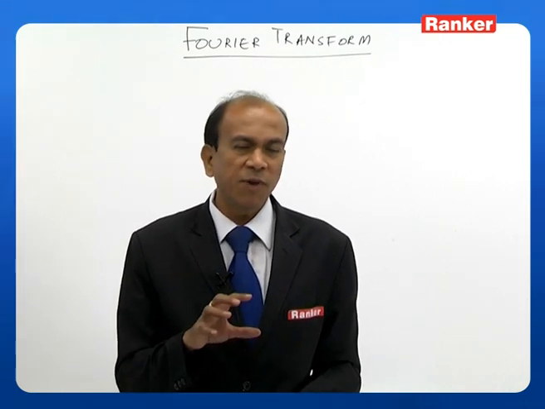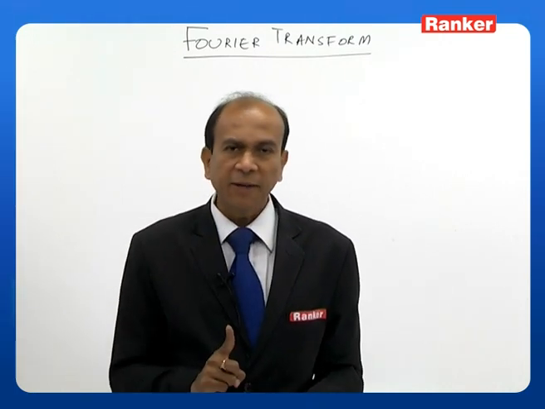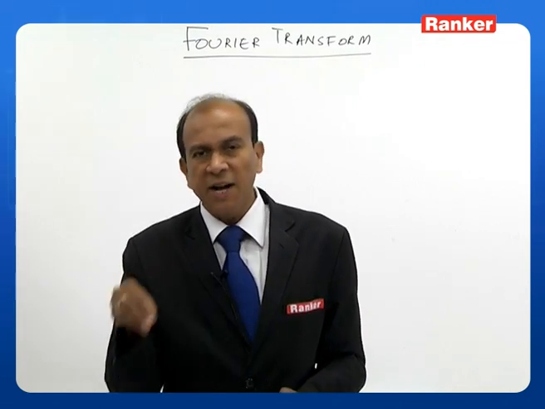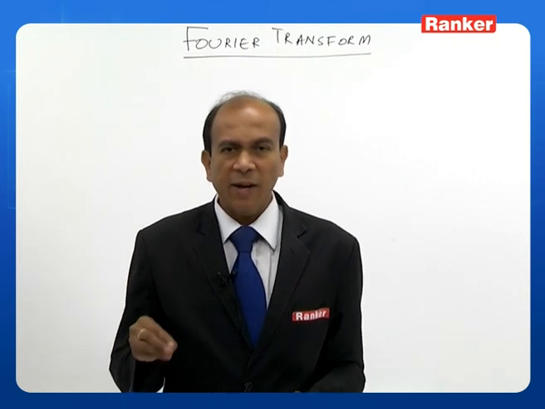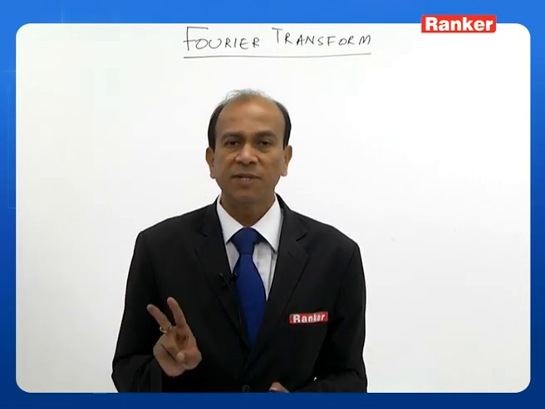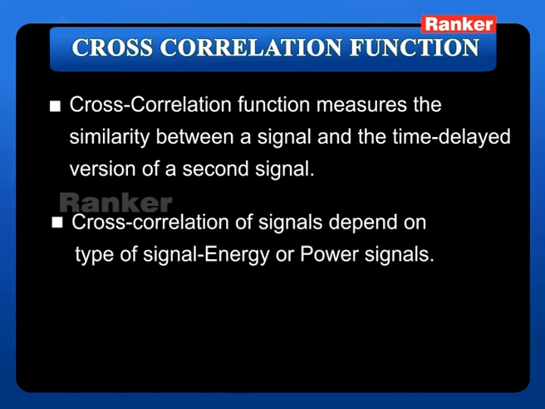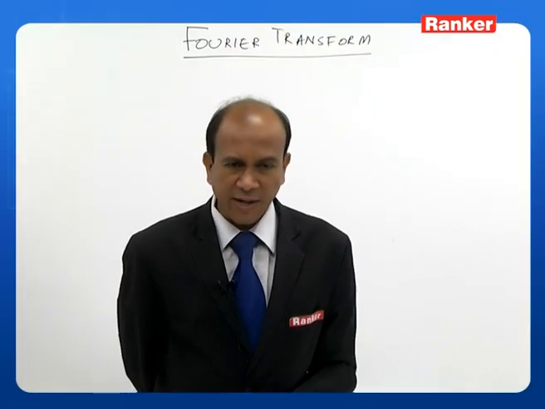What was autocorrelation we have seen? We took the same function and tried to find the similarity between that function itself and its delayed version. Whereas cross correlation talks about two different signals. The cross correlation function measures the similarity between a signal and the time delayed version of a second signal. As we have seen, the cross correlation again depends on the type of signal, that is, whether it is an energy signal or a power signal. Let us first look at cross correlation of energy signals.